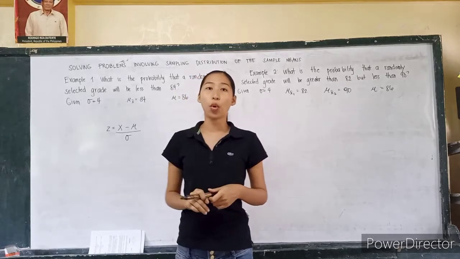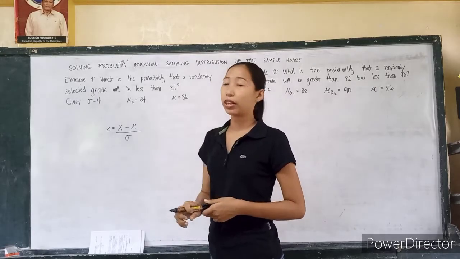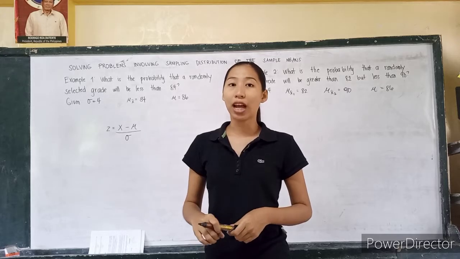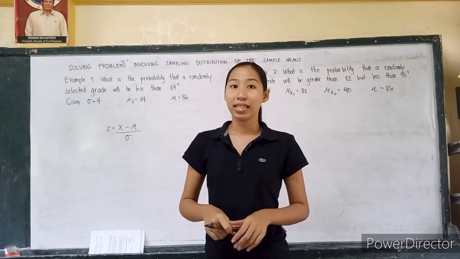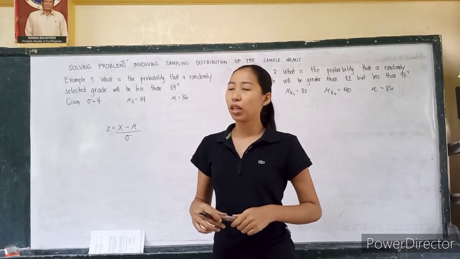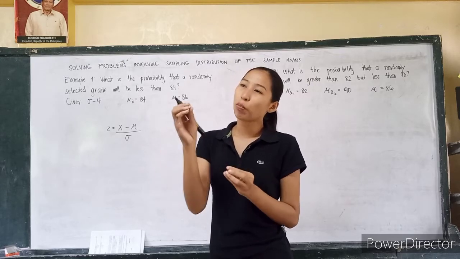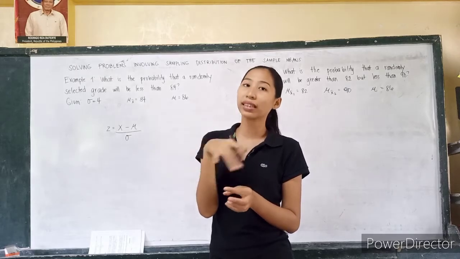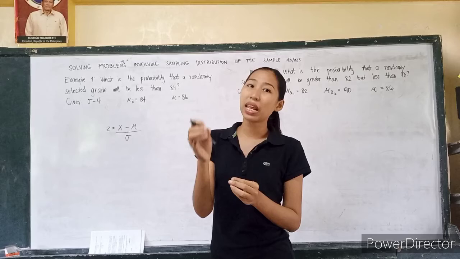Now, what we are looking for is the probability that a randomly selected grade will be less than 84. That is what we are looking for, the probability. That means our z. Okay? Or not really the z, but the probability. If you choose one grade randomly from your entire population, what is the probability that the grade you pick is less than 84?